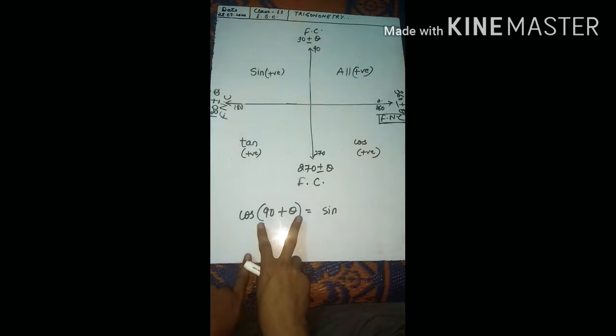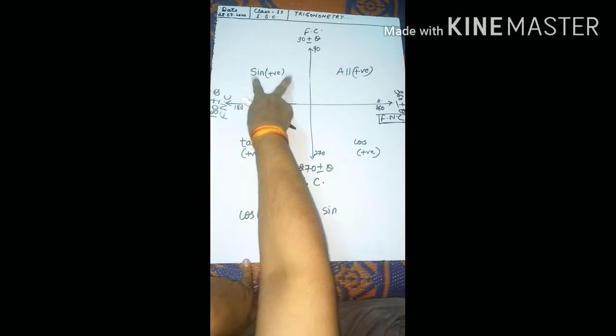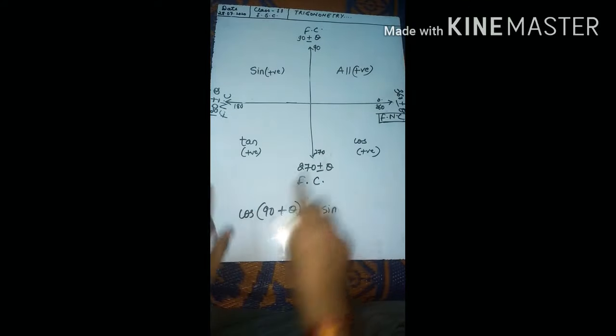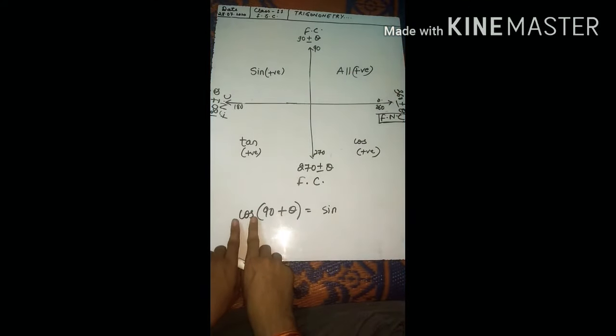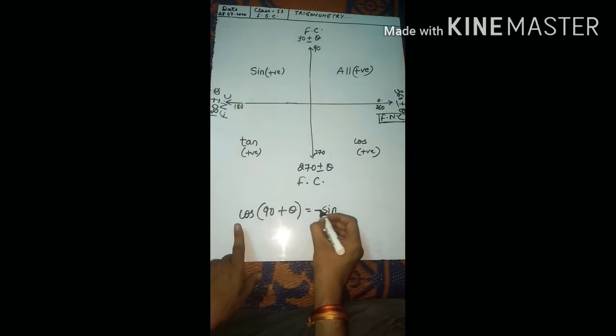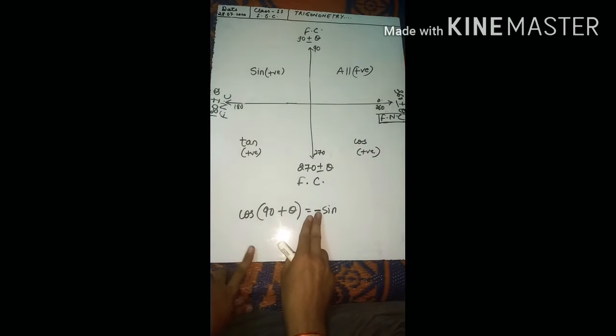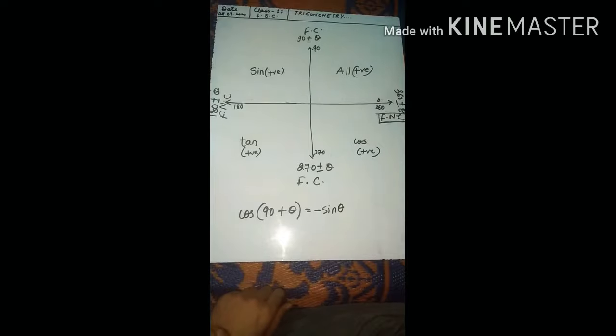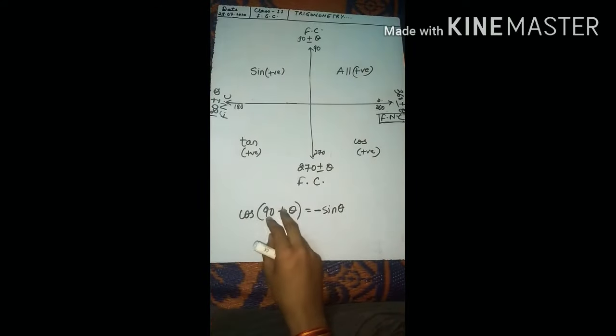Now 90 plus theta is this one. In this quadrant only sine will be positive, rest all will be negative. We have cos here, so in the answer we have to put a negative sign, and theta you keep as it is. So your cos 90 plus theta is minus sine theta.